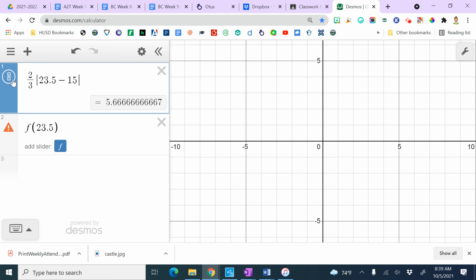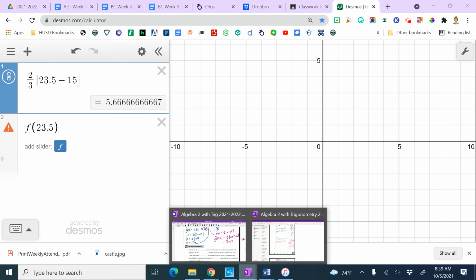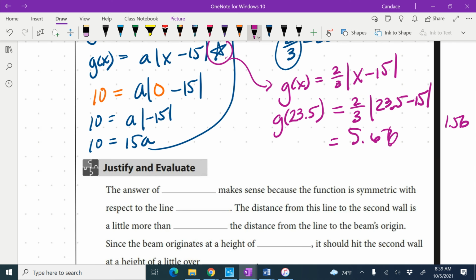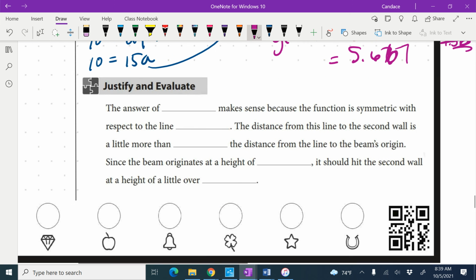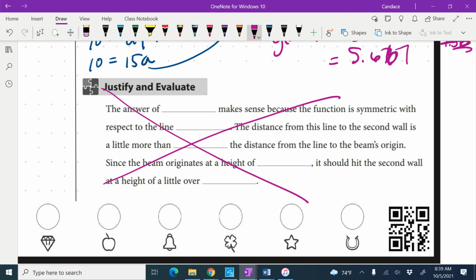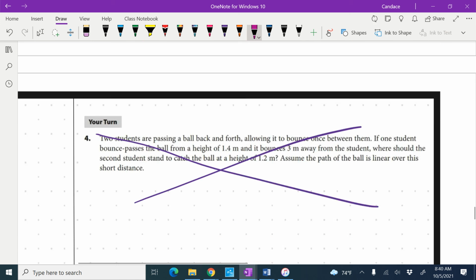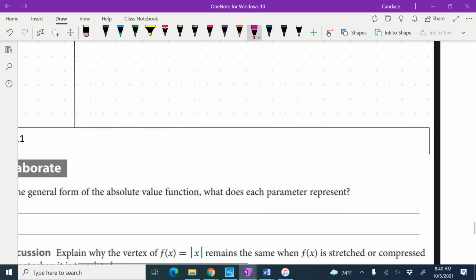Okay, so 5.667. So we go 3 decimal places, so we'd probably say 5.667. The 3 decimal places is getting you ready for next year. All right, I'm not going to do justify and evaluate. Let's just cross that part out. We would probably want to label this in, I think it was feet, right? At least get a label on there, feet. Okay, I told you we were going to get rid of the your turn. So that means we're done with that part.